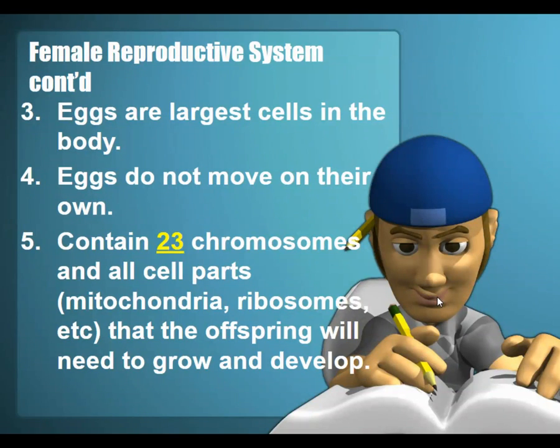Eggs do not move on their own, and so they rely on the sperm getting to them to deliver their chromosomes. Eggs contain 23 chromosomes and all their cell parts, like mitochondria, the ribosomes, everything that the offspring are going to need to grow and develop.